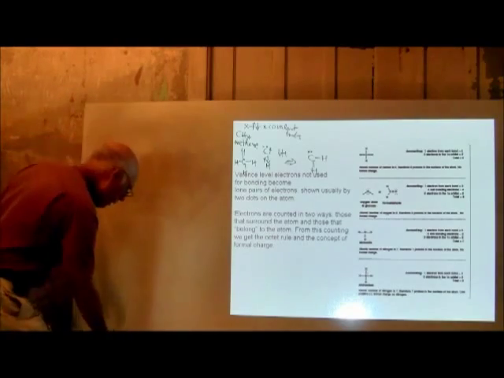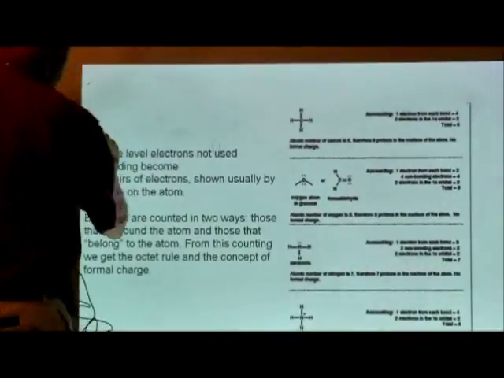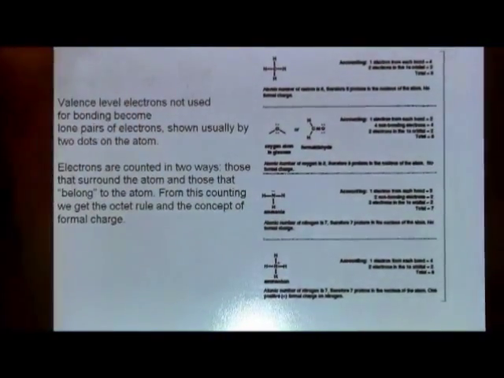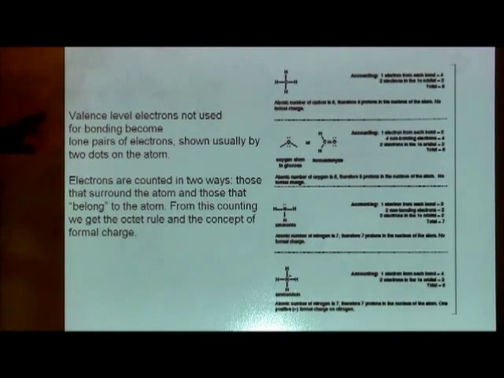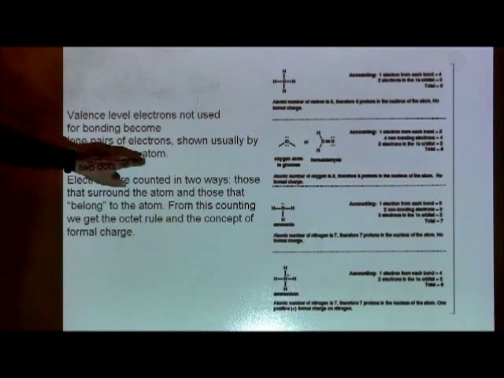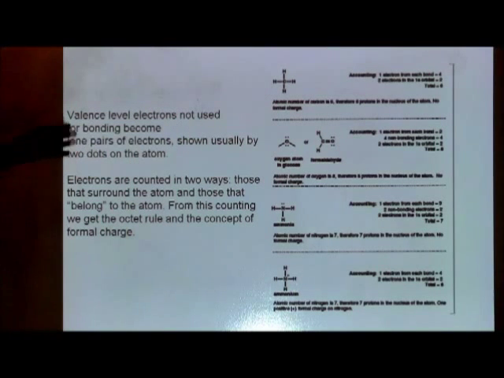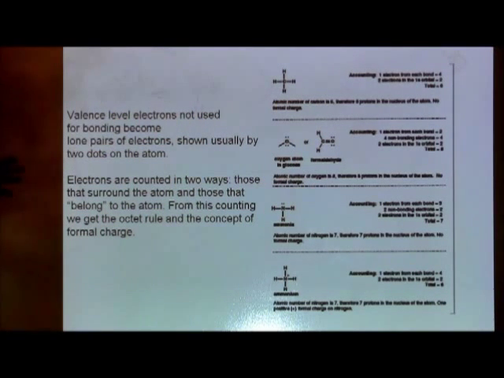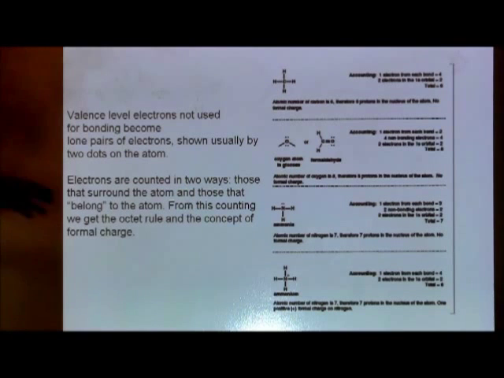Now, at this point, I'd like to talk to you about something else, which some people don't like, but I think it's very useful: formal charge. It says valence electrons not used for bonding become lone pairs of electrons, shown usually by two dots on the atom. Well, that's what we just went through, and what we did before. Now, electrons around an atom are counted in two ways: those that surround the atom and those that belong to the atom.